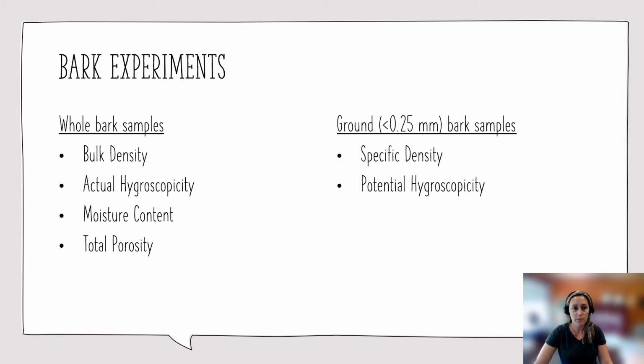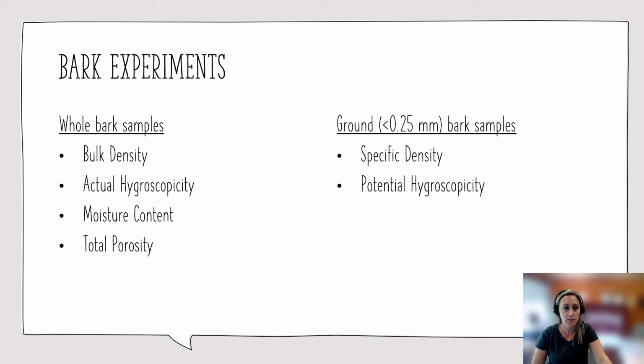To assess differences in bark hydrologic properties as a function of microstructure and chemical composition, we used bark samples that were ground to less than 0.25 millimeters and conducted the following experiments. First, we measured specific density as the ratio of the mass of ground oven-dried bark sample to the volume of bark determined via pycnometer method using 100% ethanol.